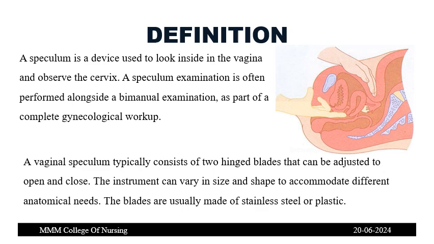A vaginal speculum typically consists of two hinged blades that can be adjusted to open and close. The instrument can vary in size and shape to accommodate different anatomical needs. These blades are usually made of stainless steel or plastic.